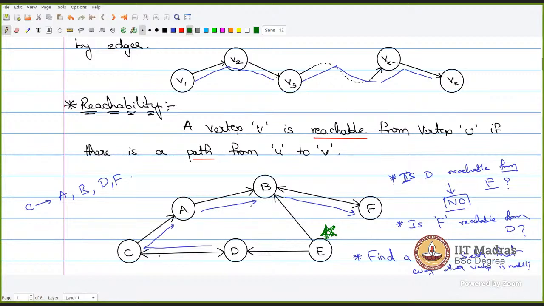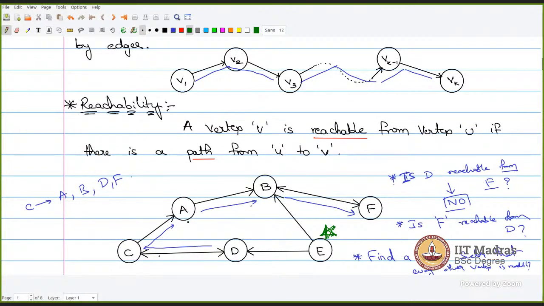Let us pick and check it quickly. From F, will you be able to reach every other vertex? No. From F, you can only go to B. Now let's take B. If you are at B, you can go to F only. You can travel with this edge to F only. You cannot travel to every other vertex.